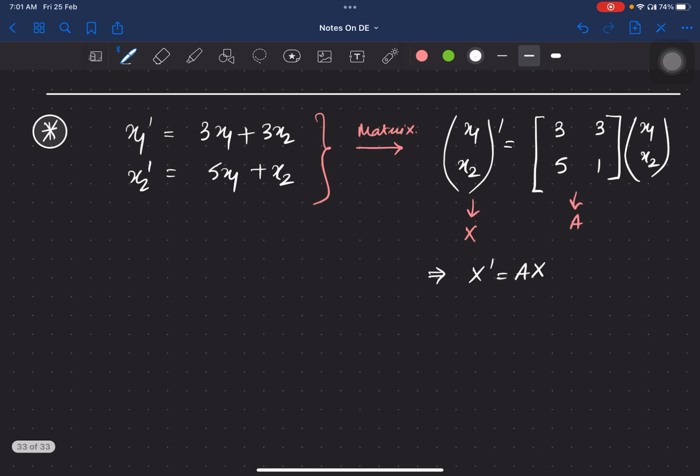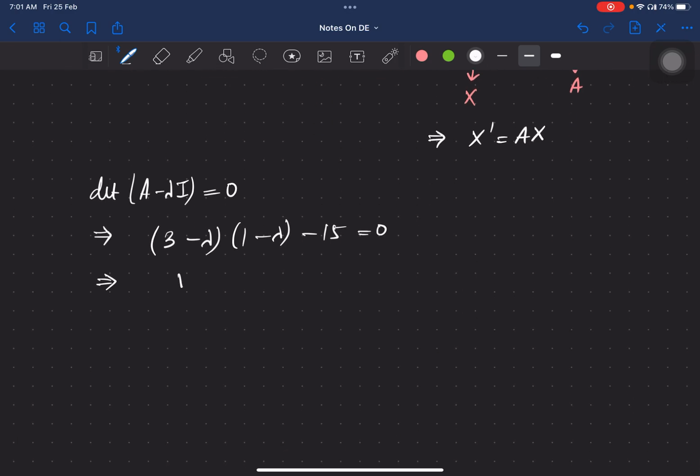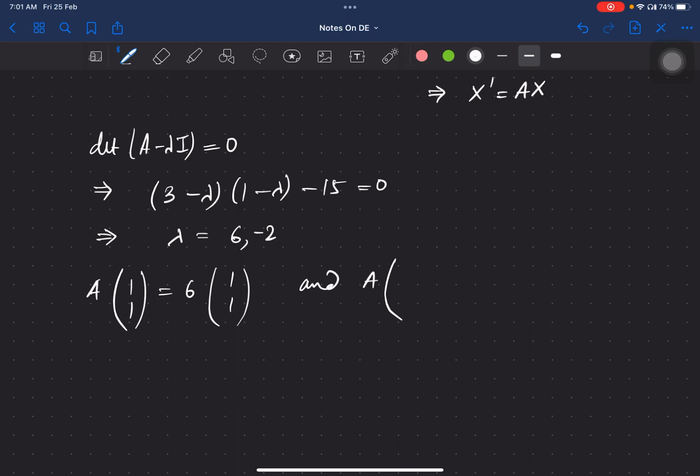Now using the eigenvalues and eigenvectors of the matrix A, we will give the solution of the system. So determinant of A minus lambda I. Let's find the eigenvalues first. So it's (3 minus lambda)(1 minus lambda) minus 15 equal to 0. I'm not doing the whole calculation here. You can check that 6 and minus 2 are the eigenvalues. Also A times (1, 1) gives 6 times (1, 1), and the eigenvector corresponding to minus 2 is (minus 3, 5).